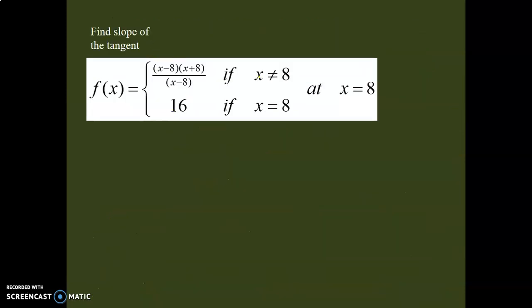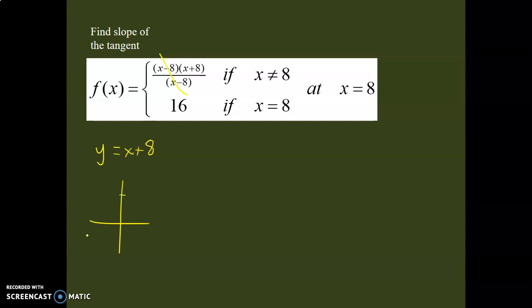Find the slope of the tangent for this piecewise function. All right, so the first equation says we use this rational function as long as x is not 8. But then when x is 8, the function is equal to 16. Now this original function could be simplified because it has a removable discontinuity. When you can cancel out a factor, it's a removable discontinuity. So this would really just be the function y equals x plus 8.